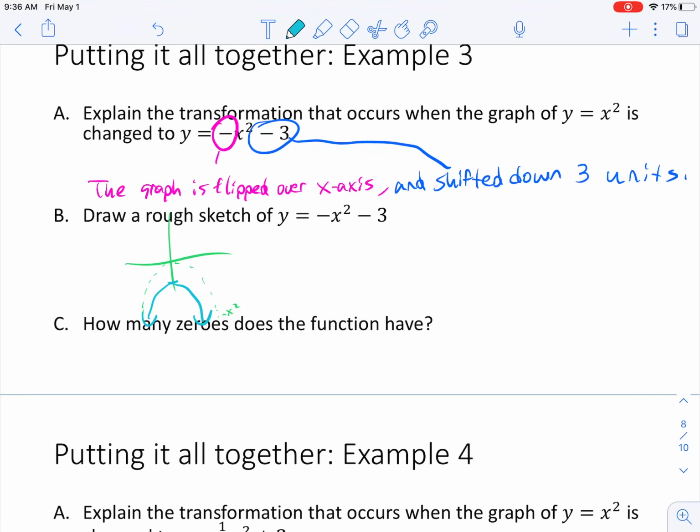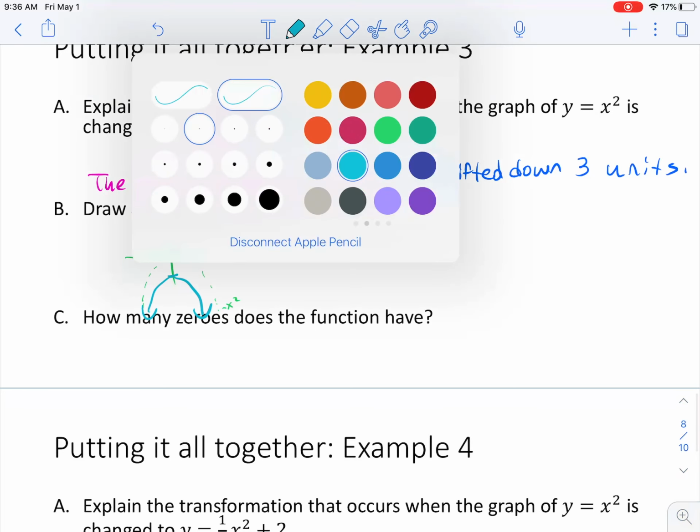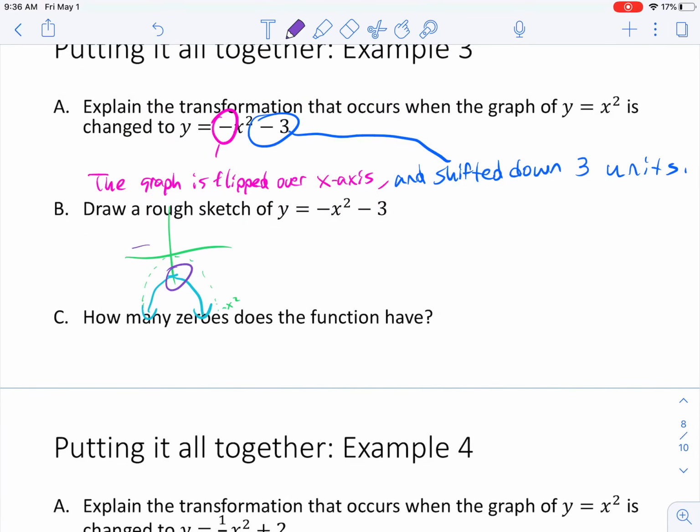How many zeros does this have? Well, it starts below the x-axis, and then it goes down. It's never going to hit the x-axis, so it has no zeros. If you start below and you go lower, you're never going to hit the x-axis.